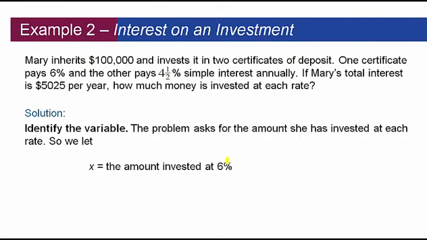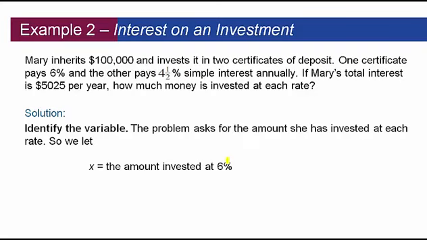So now, what if you've got $100,000 and you invested in 2 different accounts? This is a very common type of question, right? One of them gives you 6%, the other one pays 4.5%. You'd always ask yourself, well, why wouldn't you put it all in 6%? Well, maybe the 6% one is risky and you don't want to risk losing your money. Okay, so if her total interest is $5,025 per year, how much is invested at each rate?